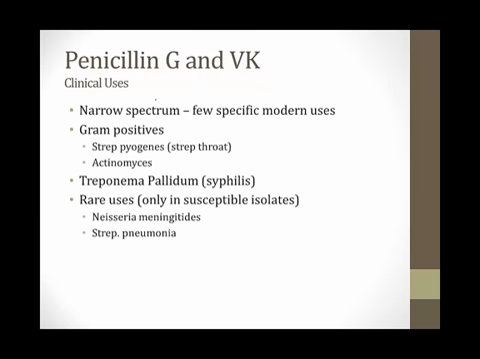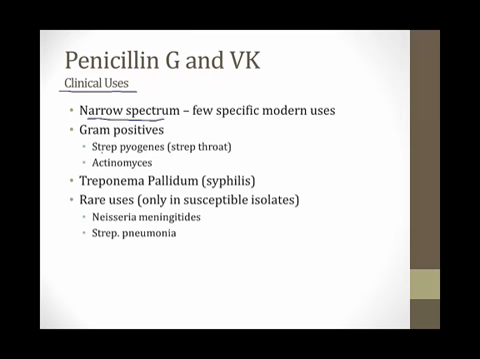Back to our discussion of the natural penicillins, penicillin G and VK, let's talk about the clinical uses of these antibiotics. In general, the natural penicillins have a narrow spectrum, and there are only a few specific modern uses for these drugs. When the natural penicillins were first developed, they had very good activity against gram-positive bacteria. However, over the years, many bacteria have developed resistance. In the modern era, they're still used to treat a couple of gram-positive infections.